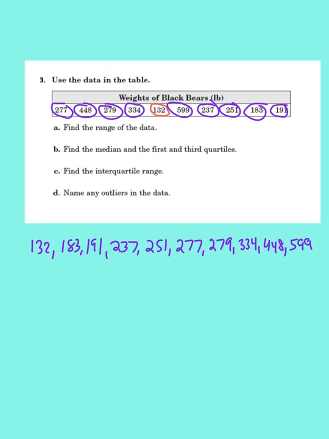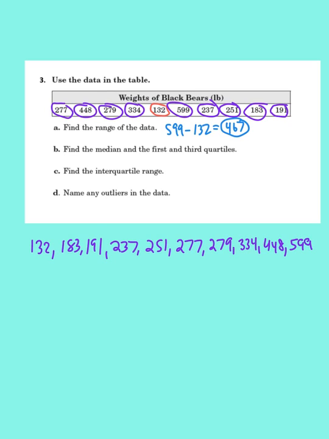Hey, we're going to go over problem number 3. In number 3, we have to do 4 things to these numbers. I already have them in least to greatest order. In A, it says find the range. Remember, range is the biggest number, 599, minus the smallest number, 132. So the range is 467.